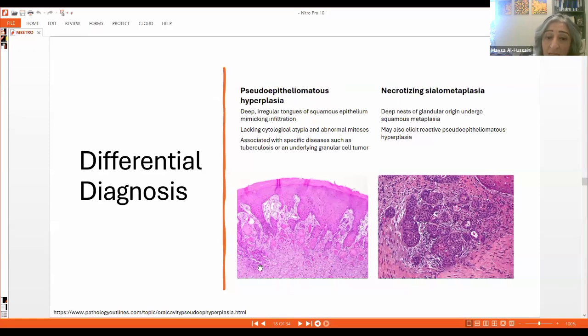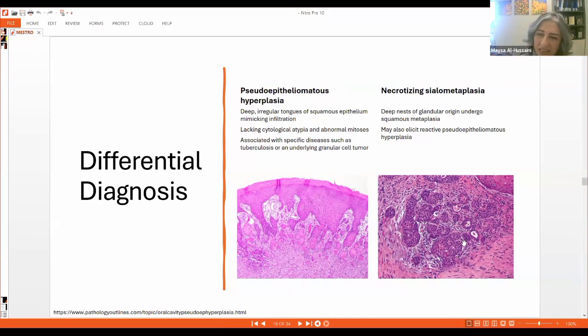Pseudoepitheliomatous hyperplasia, this is a granular cell tumor, and then we have a hyperplastic proliferation of the squamous epithelium with irregular tongues, really mimicking a squamous cell carcinoma. So in a superficial biopsy, a pathologist might easily miss this as a squamous cell carcinoma. It's usually when we have generous biopsy or resection specimens that we see the granular cell tumor, and we can confidently establish the diagnosis of hyperplasia.